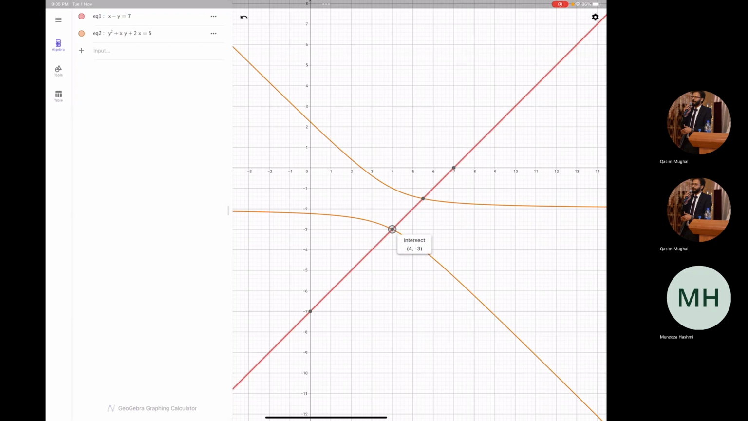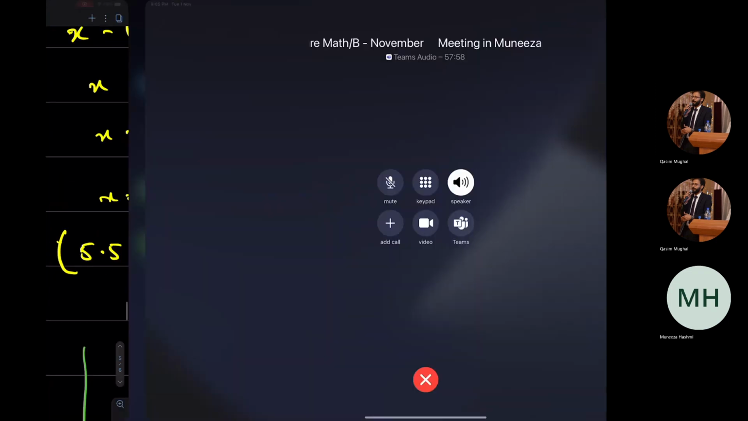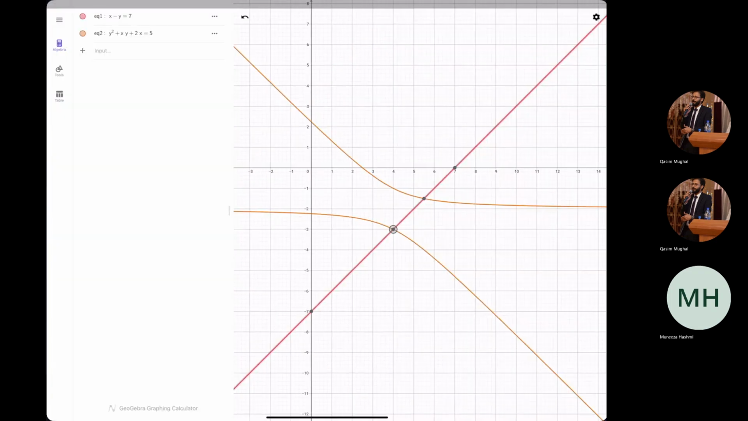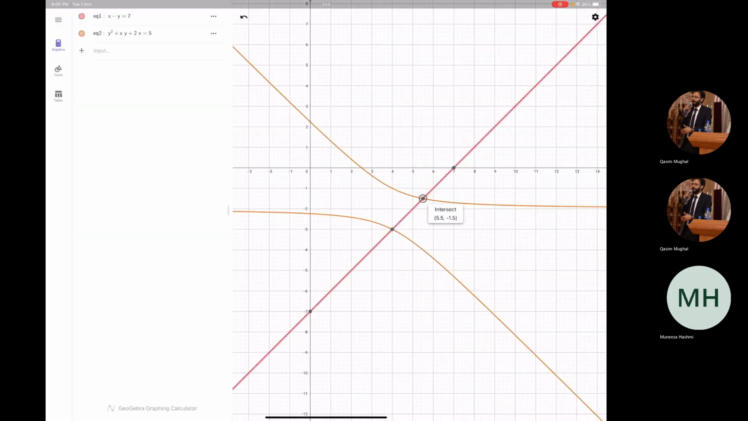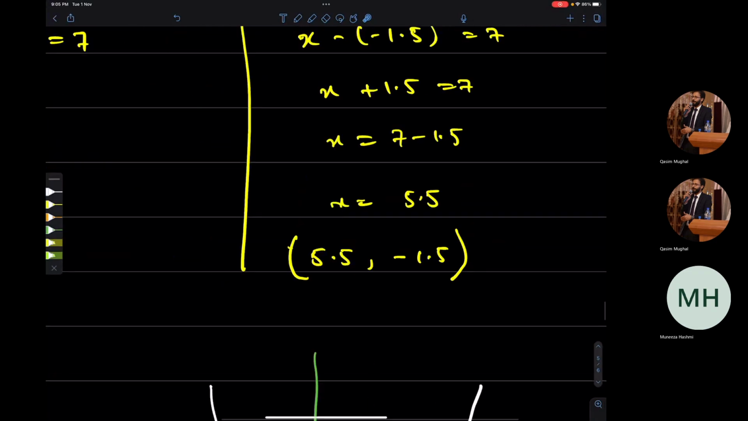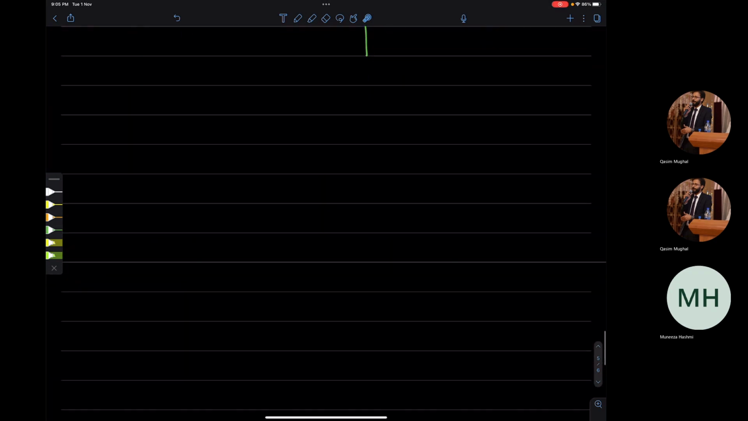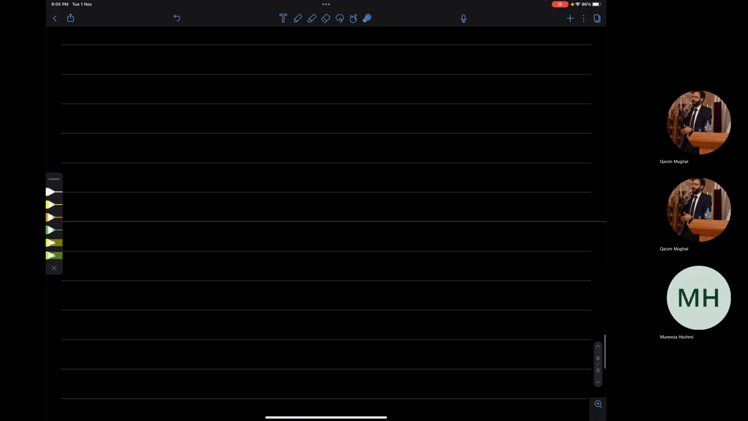One is 4, -3, as you can see here, and the other one is 5.5 and negative 1.5. There you go. Clear? Yes, sir. All right. So this is what it means by solving these two together.